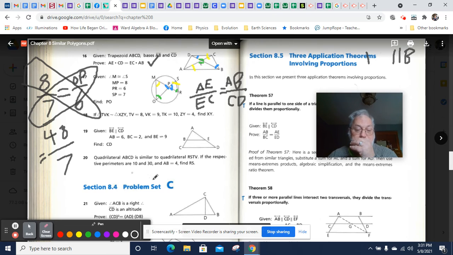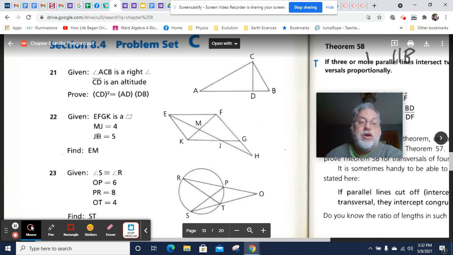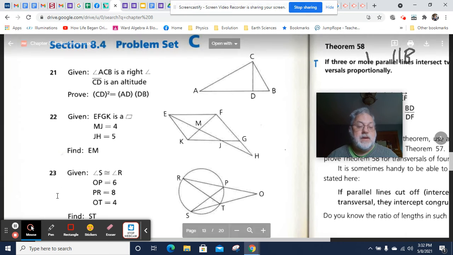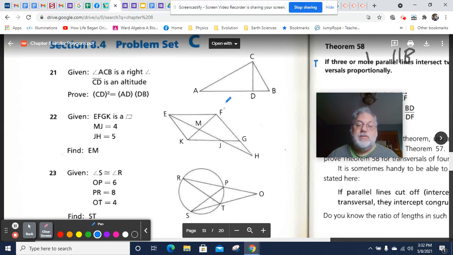And now let's take a look at 21. I'm going to pause, and I'm back, and everything got bigger. So given that ACB is a right triangle, we can label that. There's a right angle, and CD is an altitude, so that makes another right angle, and right angles are congruent. We're going to prove that CD squared equals AD times AB.